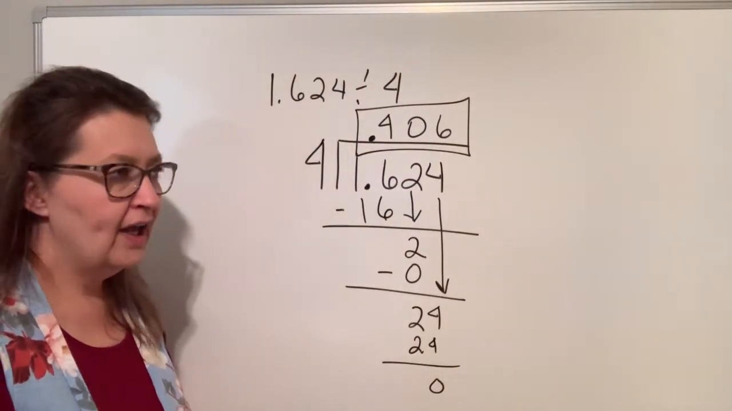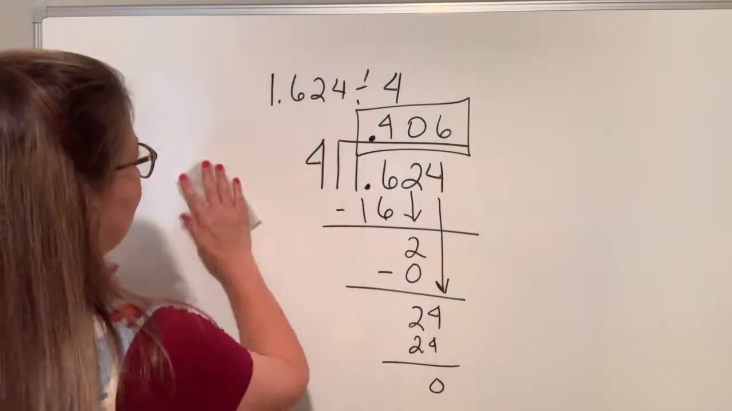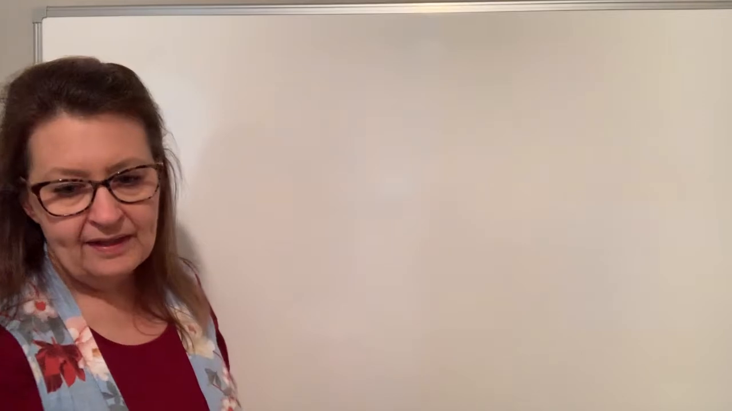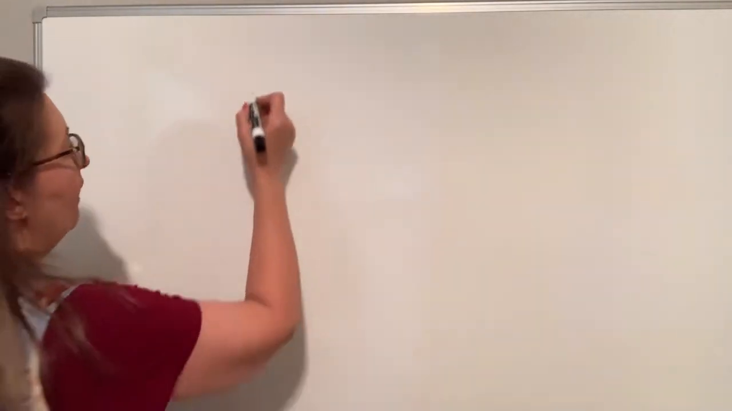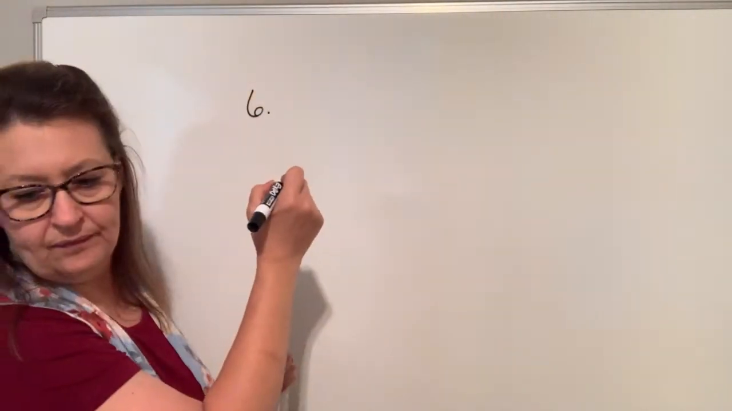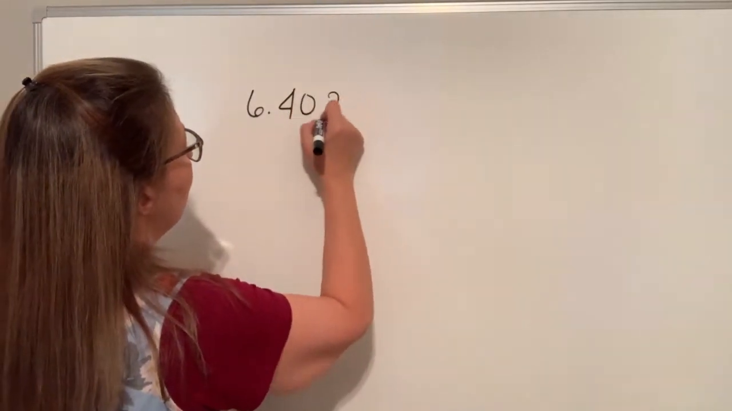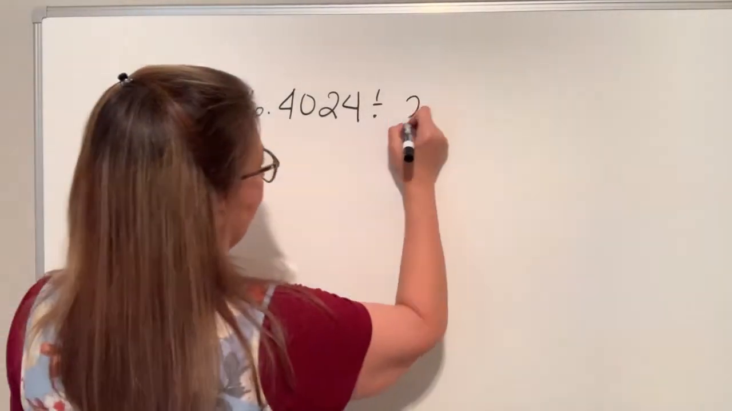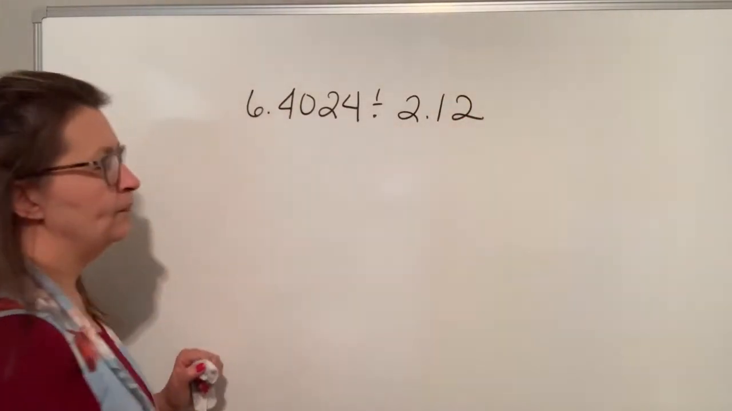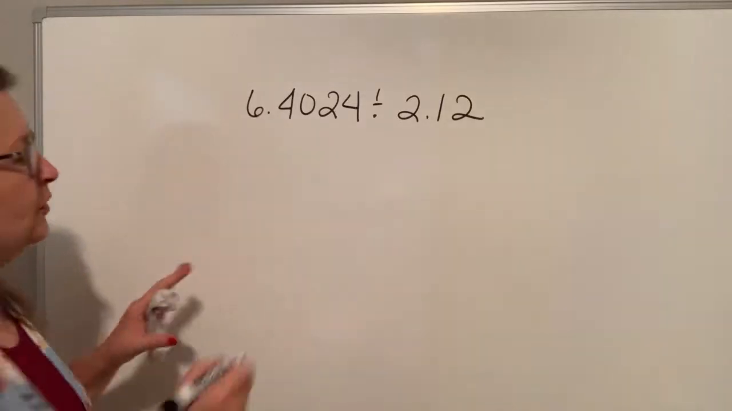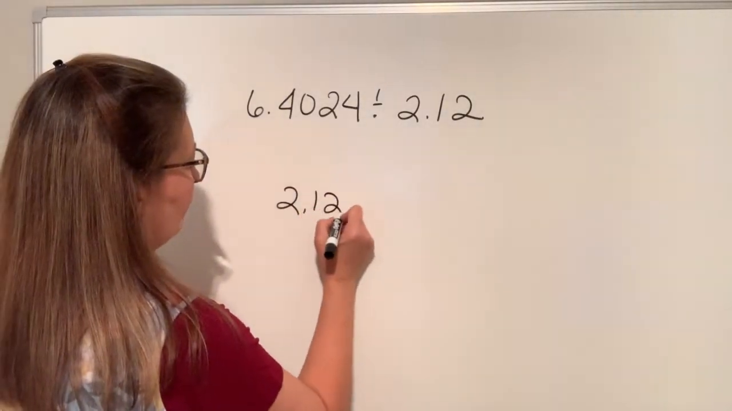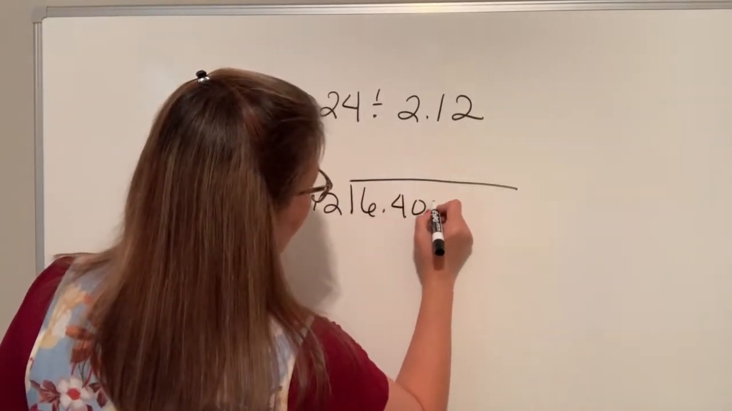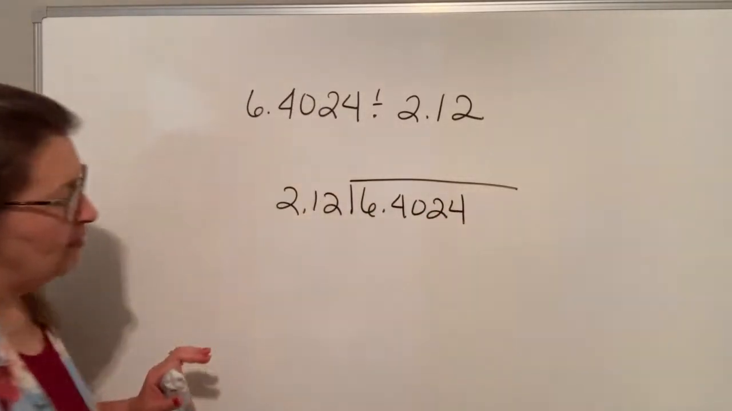Okay? All right, y'all hanging in? One more example, I promise. Okay? One more example. Let's look at what to do if you have, say, 6.4024 divided by 2.12. Okay? Once again, we're going to put this number on the outside of the house, this number on the inside of the house. All right?